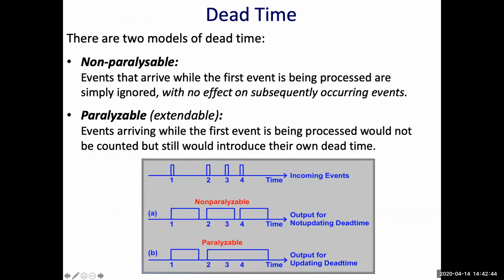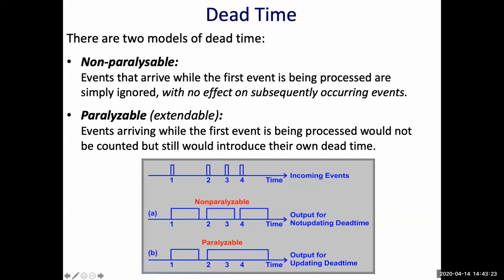There are two models of dead time in the gamma camera, or any detector actually. There is non-parallelizable dead time, and there is parallelizable dead time. In a detector system affected by non-parallelizable dead time, events that arrive while the first event is being processed are simply ignored, with no effect on subsequent events. In a parallelizable detector, events arriving while the first event is being processed would not be counted, but would still introduce their own dead time. Let's explain it in this figure here.